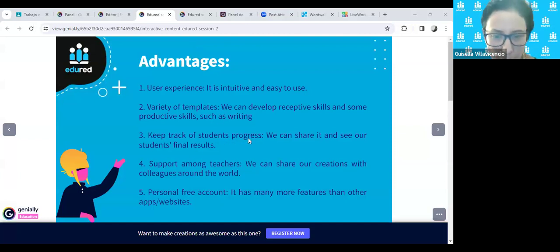Yes. We can keep track of our students' progress. We have support among teachers. And the personal free account has many more features than other apps and websites. The good thing about live worksheets is that it has a lot of templates that we can use, and for creation of activities, we have like 30 activities that we can create. So it has more than Word. Word is only 5, but in live worksheets, 30. So it has more space for us in the free account.